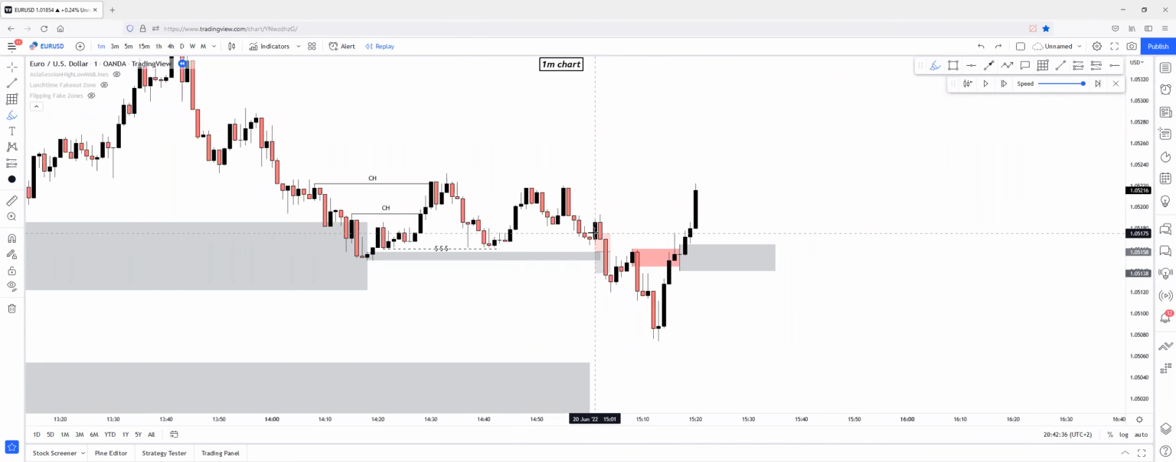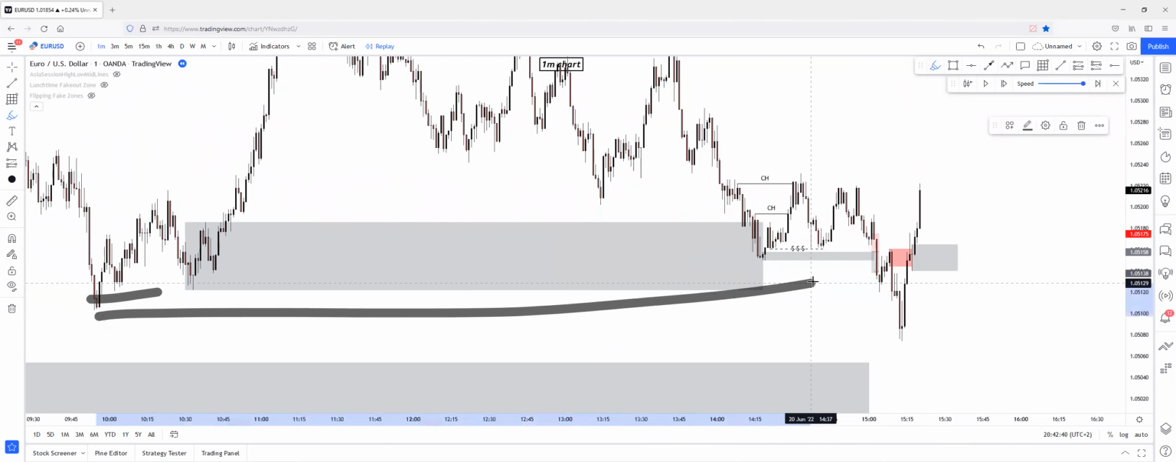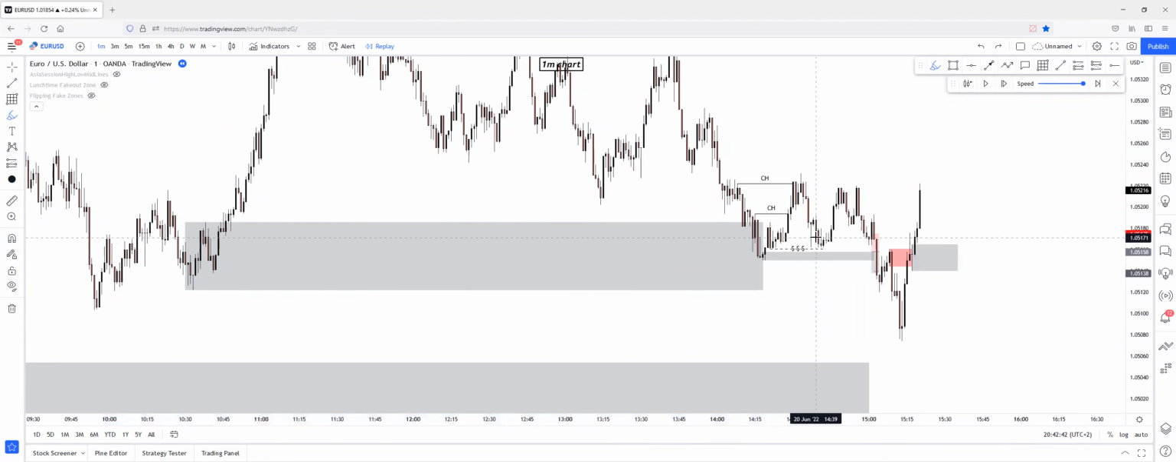If price sweeps the liquidity from below a 50-minute demand zone, so there's a 50-minute demand zone and there's liquidity below that zone, and the 50-minute candle can't close below the zone, then we'll be able to instantly look for 1-minute entry opportunities. And this is a good entry opportunity.